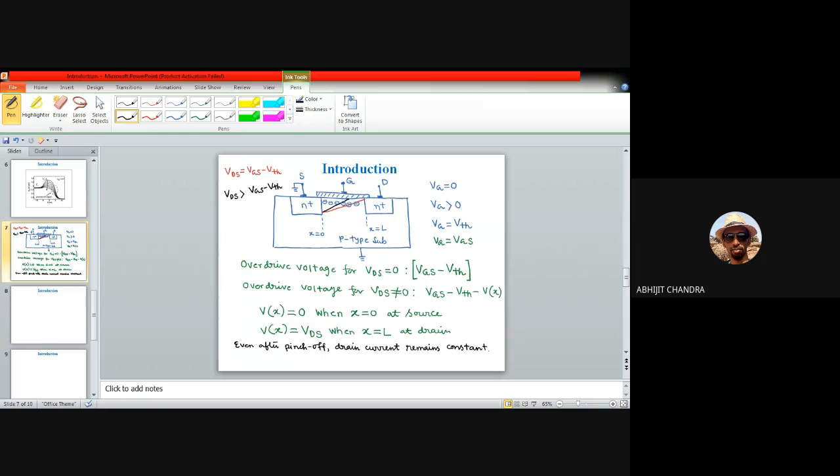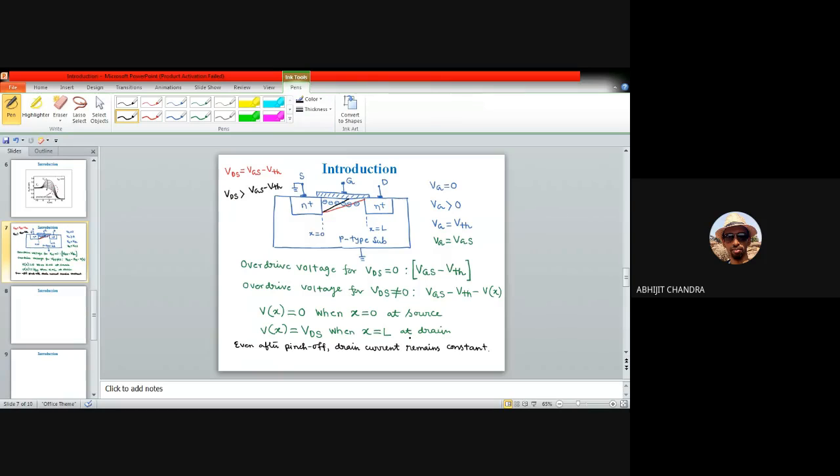And when the BJT is acting as an on switch, then we would bias the BJT in the saturation region. However, here we find that for a MOSFET, the region where the current remains constant is known as the saturation region. So here we are measuring with respect to the current.